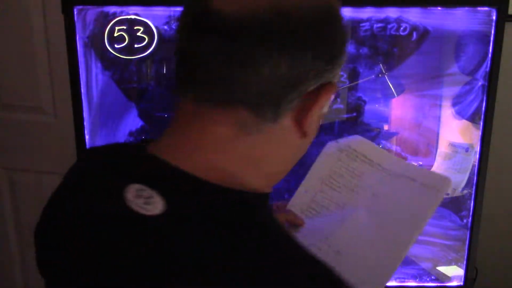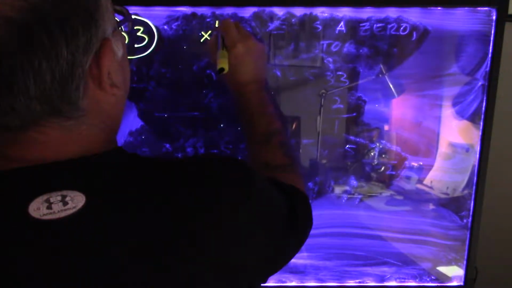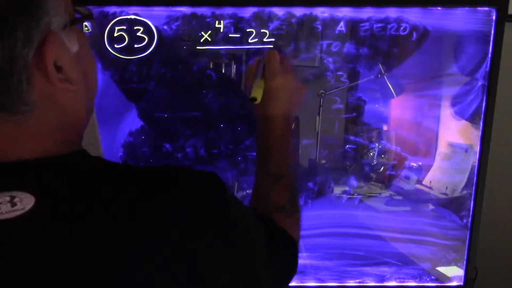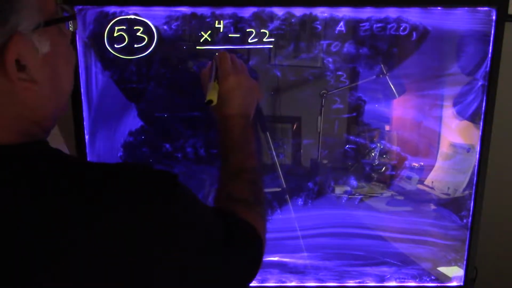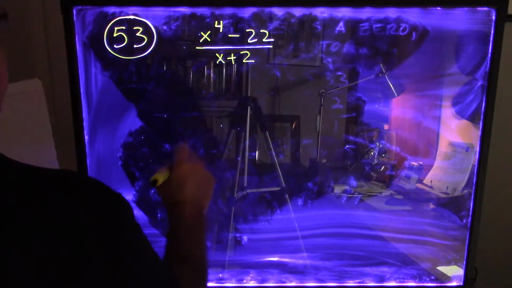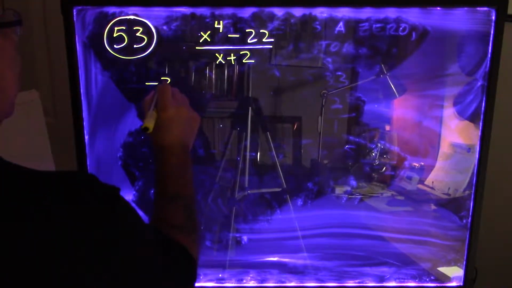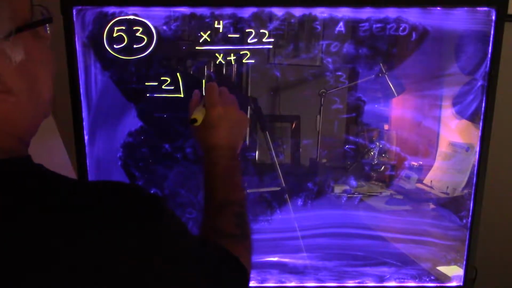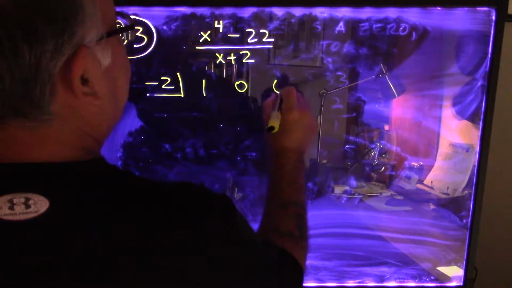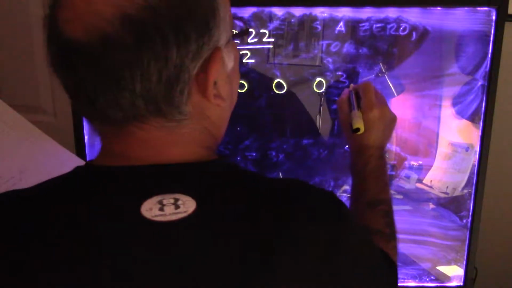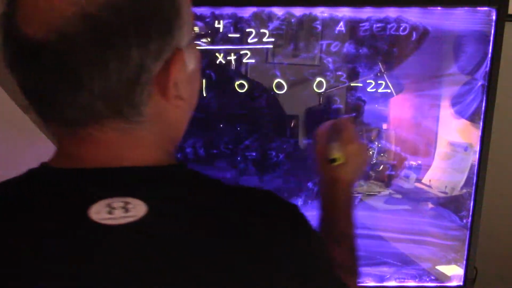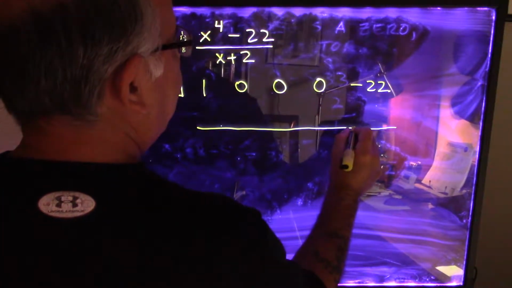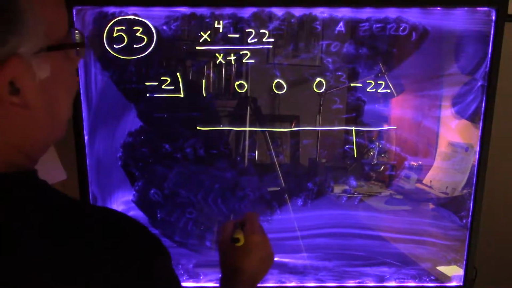Number 53. So we have x to the 4th minus 22 over x plus 2, or x minus a negative 2. So you put a negative 2 in the upper left corner. Write our coefficients. We've got a 1x to the 4th, a 0x cubed, 0x squared, 0x, and then finally the constant term, minus 22. So don't forget those 0 placeholders. If you do, you'll get the wrong answer.